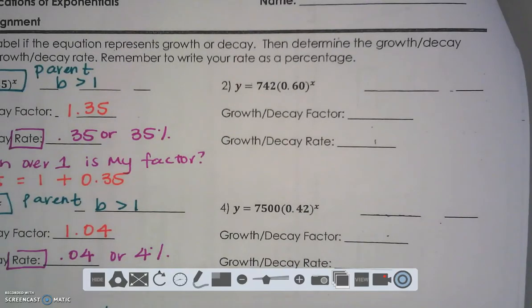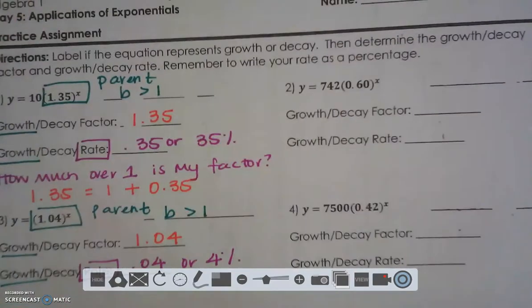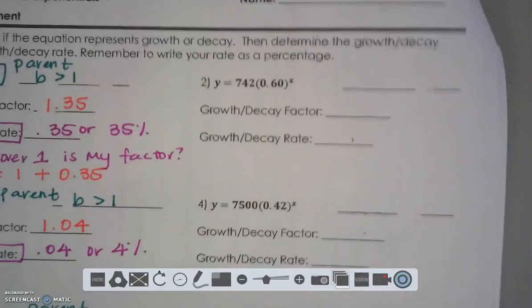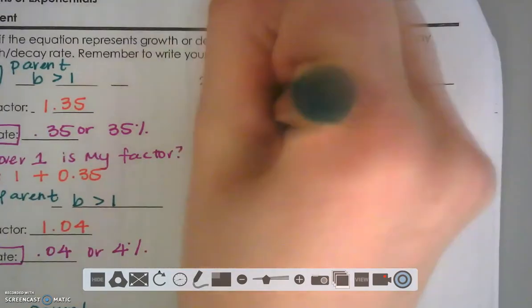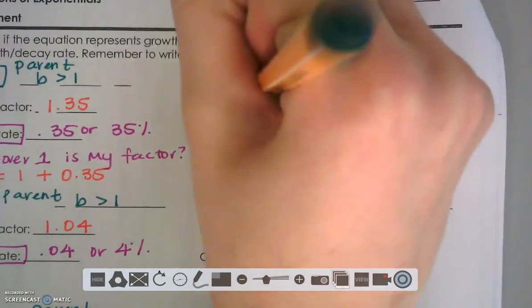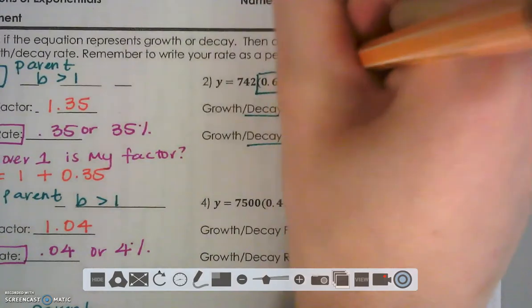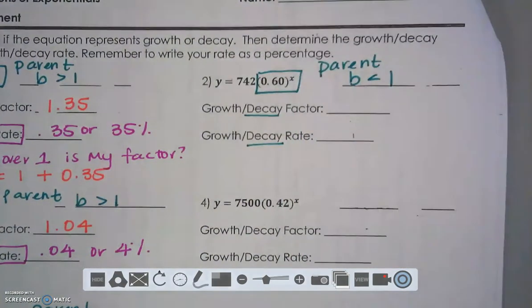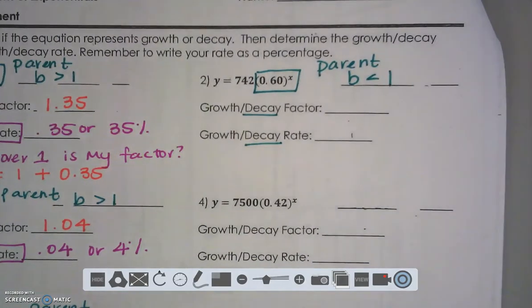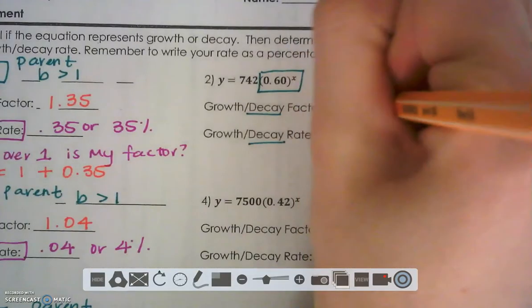Make sure we go back to this page, flip your packet over, and let's talk about exponential decay. So we know that this first example here is a decay function. And hopefully in your mind you're saying it's because this parent, that b value is less than 1. So my factor is still what I see here. It's 0.60.